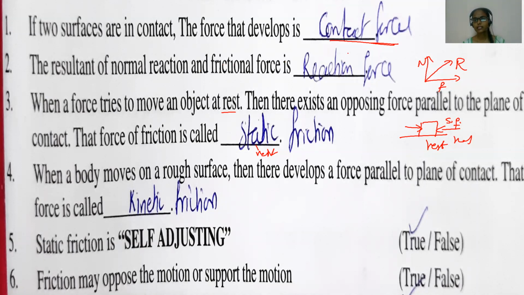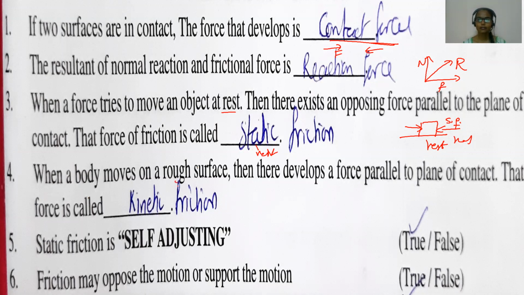So friction arises only when there is an applied force. Whether the body moves or does not move, when an applied force is there, there must be a frictional force. If the applied force is more than friction, the body will start moving. If it is less, it is just self-adjusting. That is what we call self-adjusting, or static friction. I hope this is clear, children.